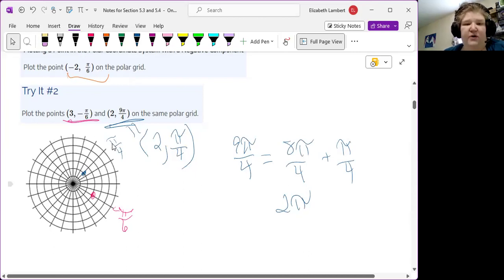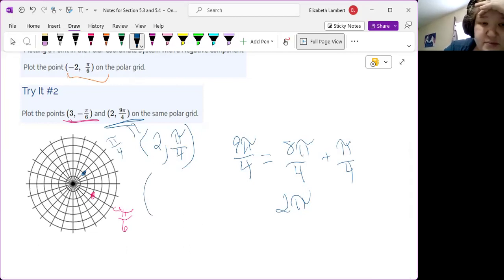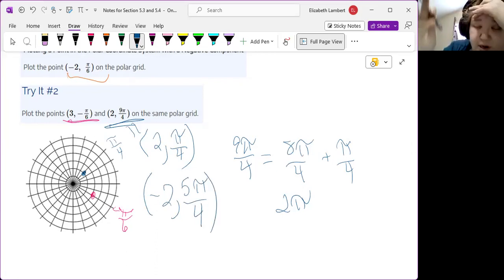So pi over 4, if I extend that line, that is also 5 pi over 4. So if I wanted to get to this point, I could say, well, let's go to the 5 pi over 4 angle, but then we're going to count back to negative 2. That is another coordinate pair that plots the same point. Any coterminal angle, I could keep the radius. If I go pi radians away, then I go with a negative.